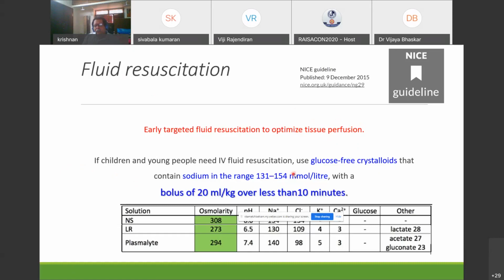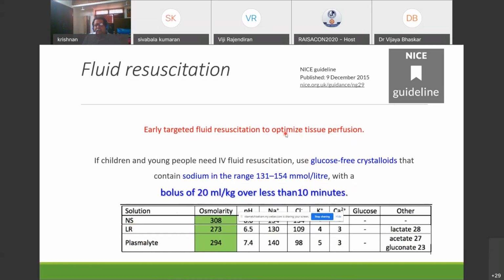So what type of fluid will you give? You will avoid glucose. So you will give glucose-free crystalloids with a sodium in the range of 131 to 154. So the fluids that we have are normal saline, ringer lactate, or plasmolyte. Give it as a bolus of 20 ml per kg over around 10 minutes.